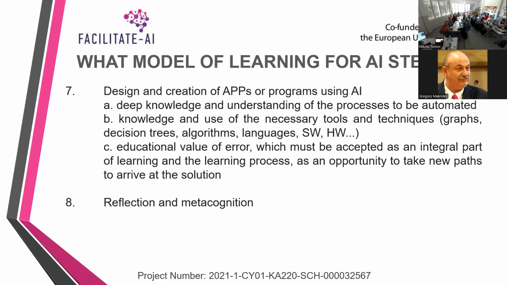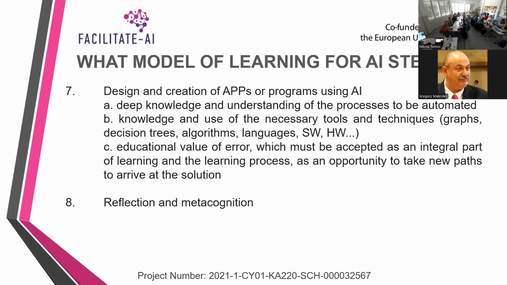And of course, another important step is project-based learning, which we have already seen as an important thing in the learning activities. So it's important to give the students a real activity to do. This real activity can be the design and creation of apps or programming using artificial intelligence. This means that students must have a deep knowledge and understanding of the process, and knowledge and use of necessary tools and techniques, so algorithms, decision trees, languages, software and hardware.